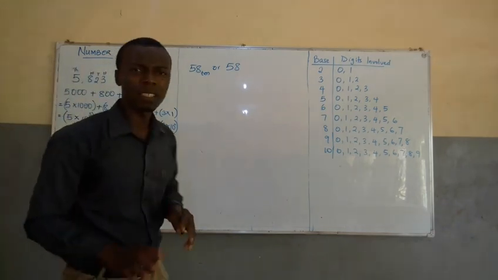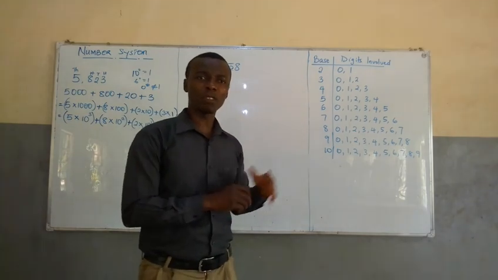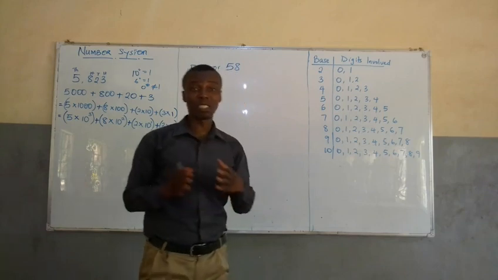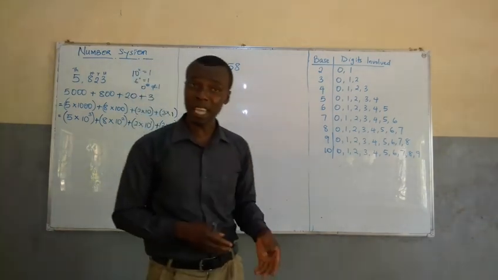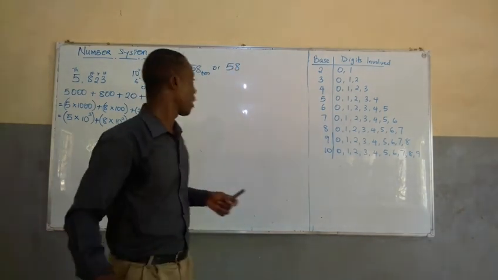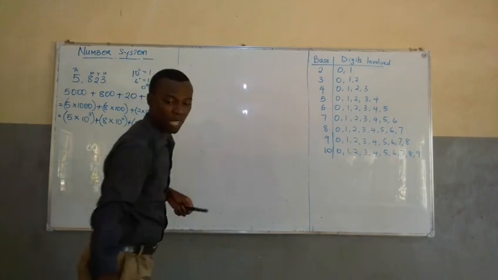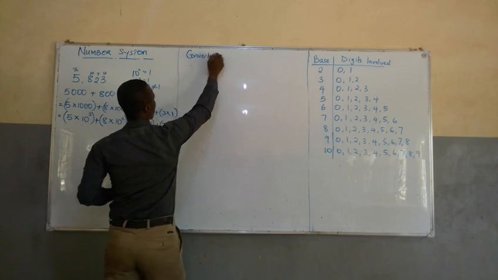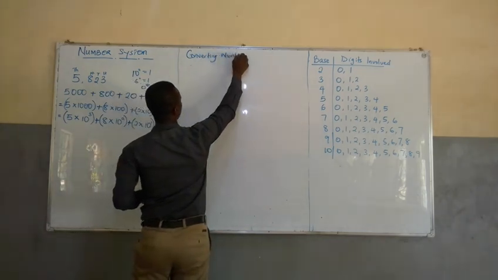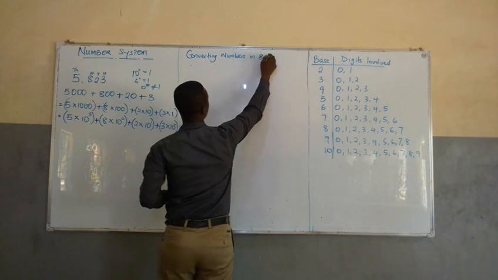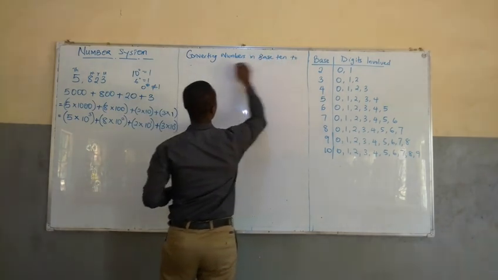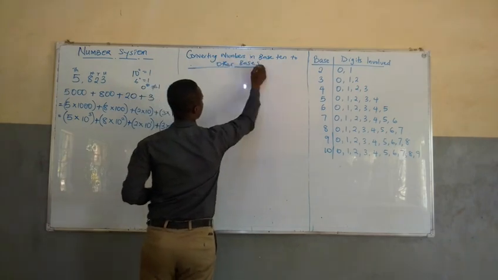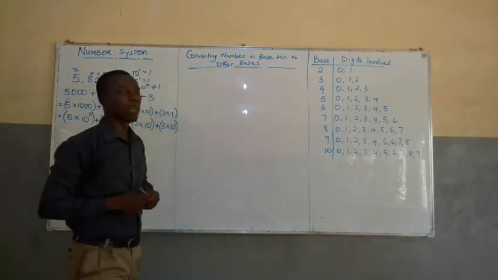Now the next thing is, can we change numbers from one base to the other? Maybe numbers in base 4, change them to base 5, or numbers in base 10, change them to any other base that we have. So that's what I'm going to be looking at further: converting numbers in base 10 to other bases.